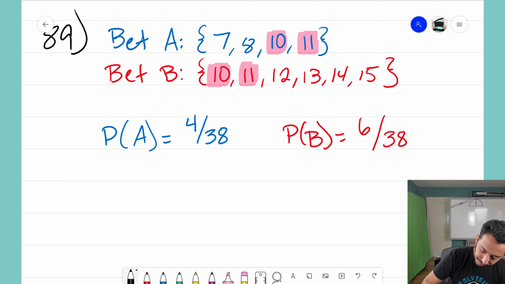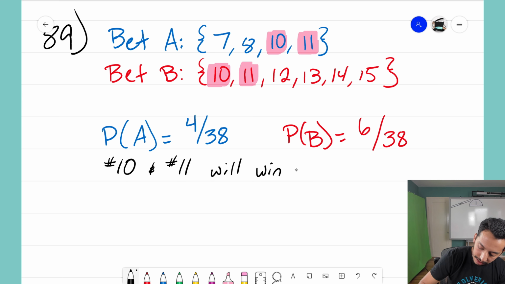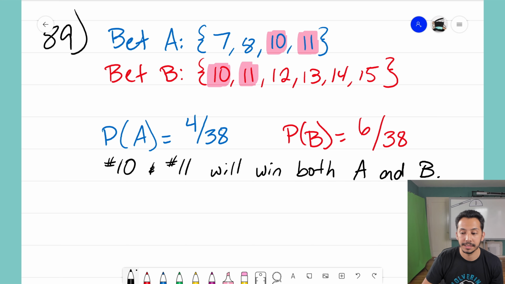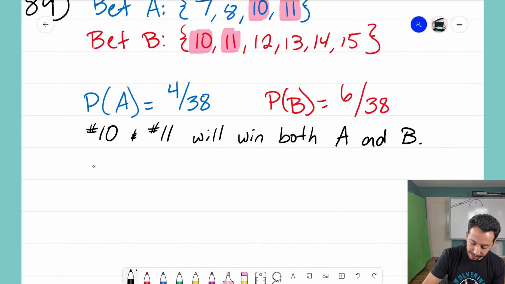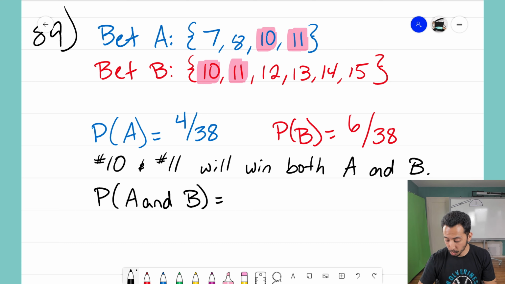So let's write that out. Numbers 10 and 11 will win both A and B. Okay? Number 10 and number 11 will win both bets. You already know I'm going to ask this question now. What is the probability that he'll win both bets? And more importantly, what's the probability that he wins A and B? What is that probability?